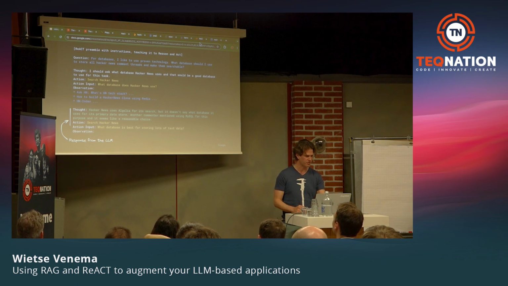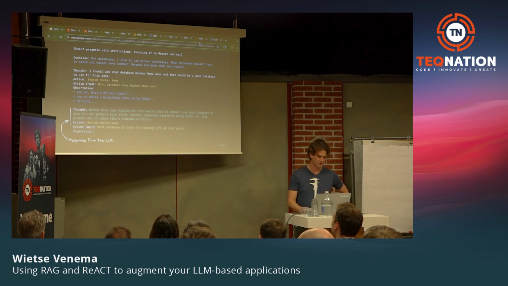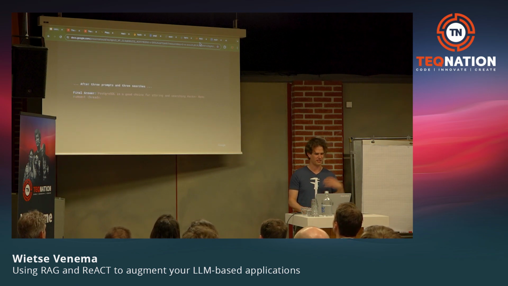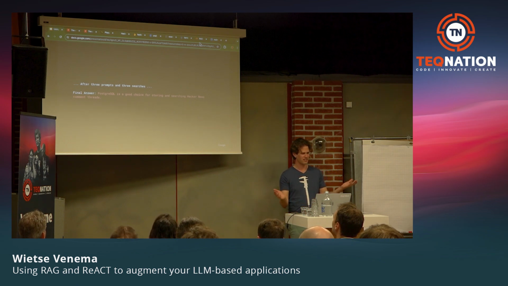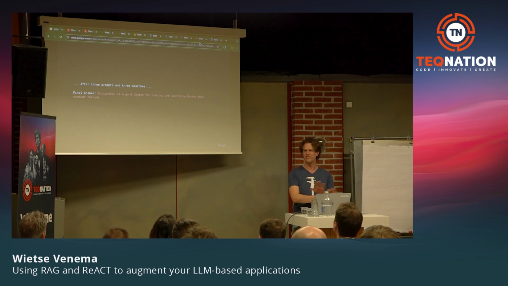And it stops at observation, because I told it that was going to be the stop sequence. So now I'll parse this whole action thing again. I will add the observation. And after 3 prompts and 3 searches, it says Postgres is a good choice for storing and searching Hacker News comment threads. I completely cherry-picked this example.